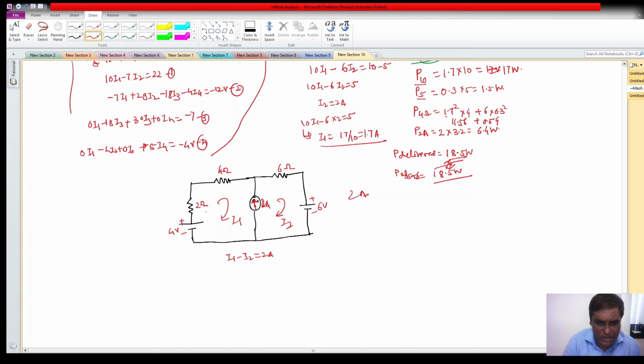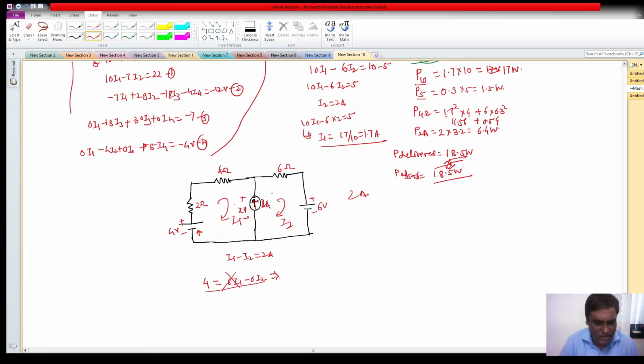Now let us apply KVL here. I don't know the voltage drop across the current source, so let me assume the voltage drop across the current source is plus minus x volt, and let us write the KVL. Let me start from here. Sum of all the resistances is 6 I1, common between mesh 1 and 2, no, so minus 0 I2, equal to 4. But this is not correct, because I should know this drop also and take it into consideration.